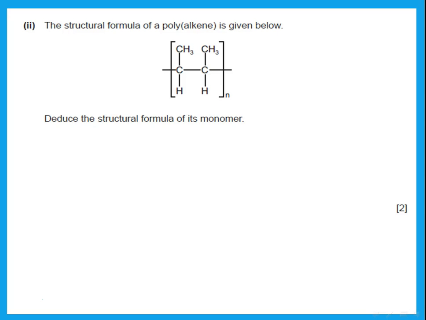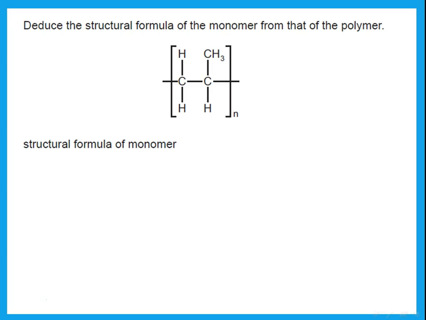Okay? Now here also he gives me the polymer and he wants the monomer. So again, we remove the bonds on both sides and we put a double bond in the middle and copy everything exactly as it is. Okay, deduce the formula of the monomer of this one in exactly the same way. Remove the bonds on either side and put a double bond in the middle and then copy everything as it is.